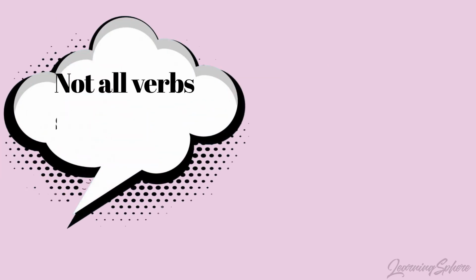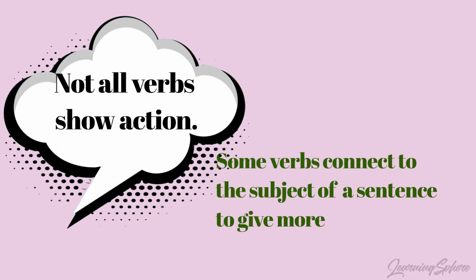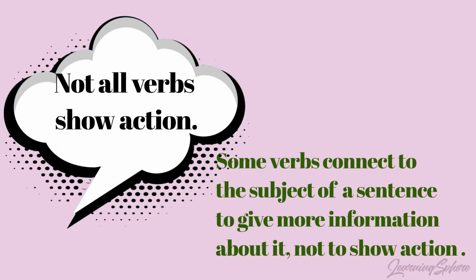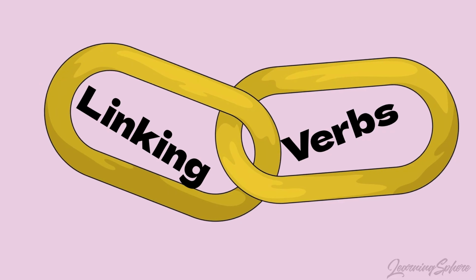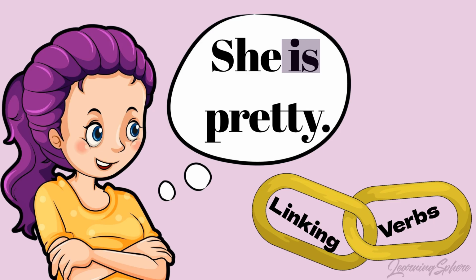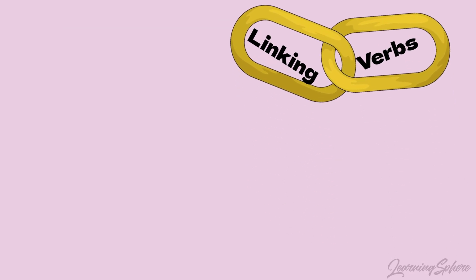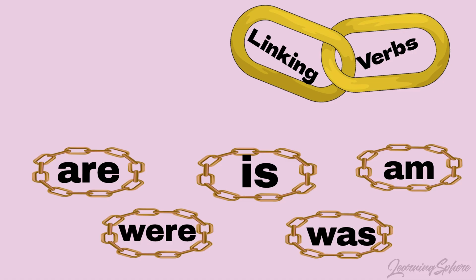Not all verbs show action. Some verbs connect the subject of a sentence to more information about it rather than showing action. Think of them as a bridge between the subject and its description. These are called linking verbs. They don't show what someone or something is doing. Instead, they show what someone or something is. The most common linking verbs are the verbs to be in all its forms: am, is, are, was, and were.